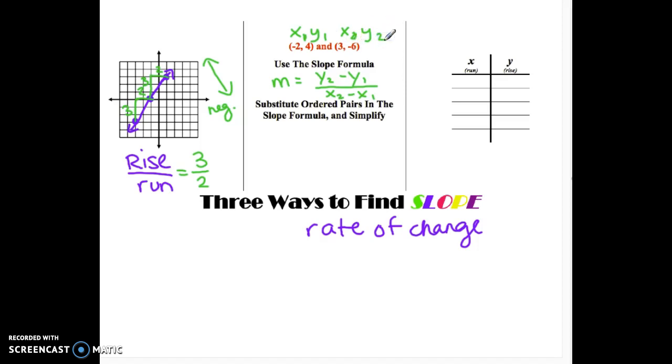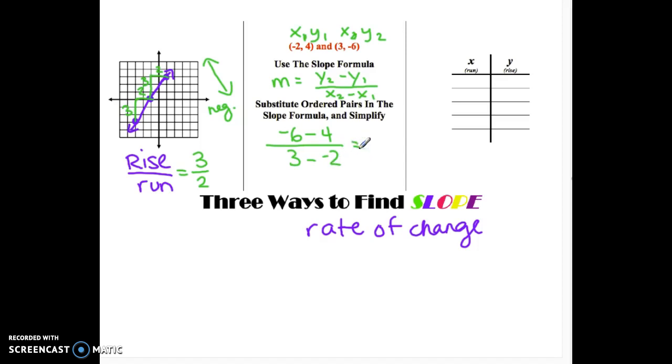So when we're going to use this formula, you're just going to subtract. So on top, you subtract your y's. You take your second y, negative 6, and subtract your first y, 4. In the denominator, we're going to take our second x, which is 3, and subtract our first x, which is negative 2. And then you just solve this problem.